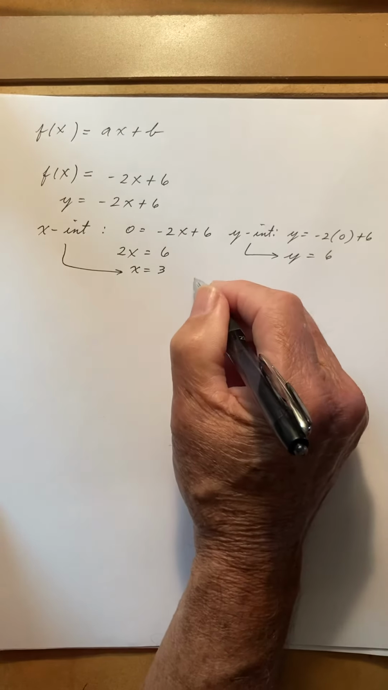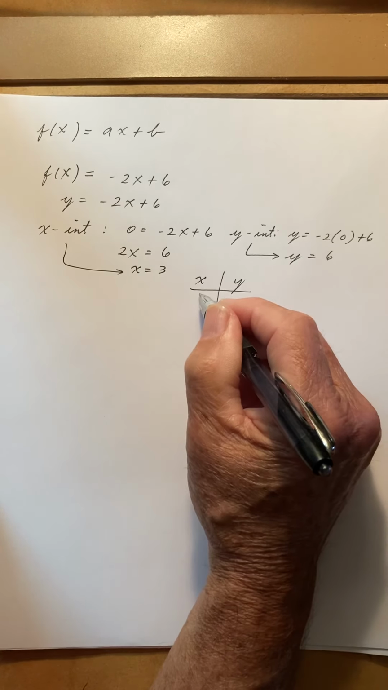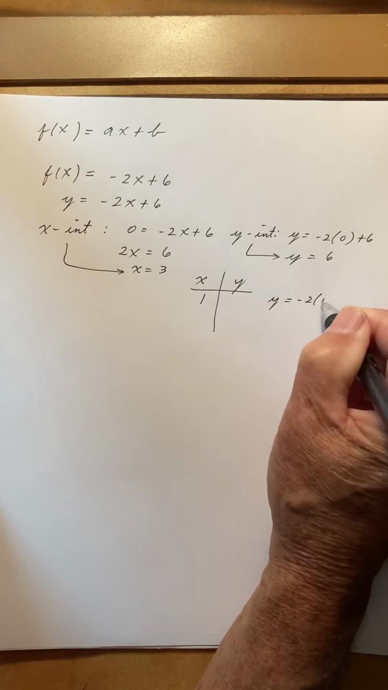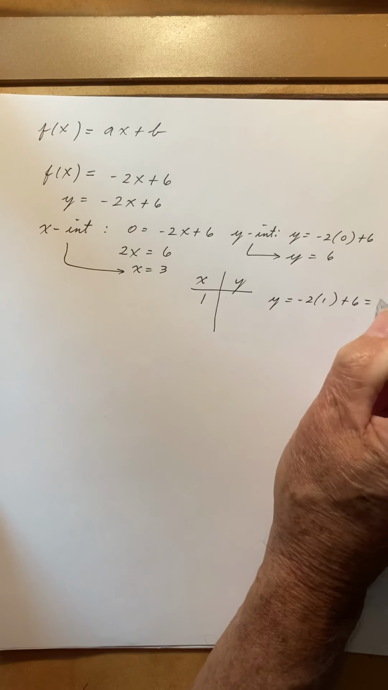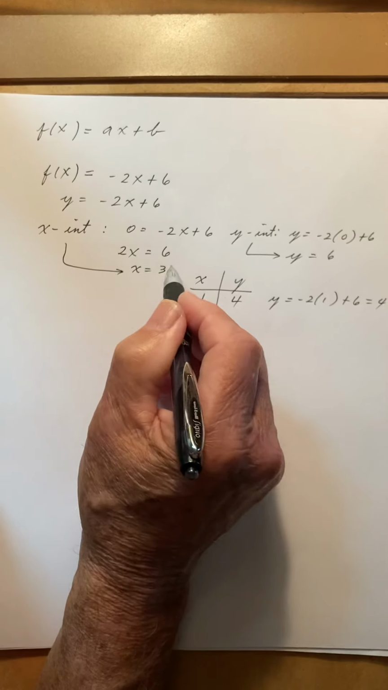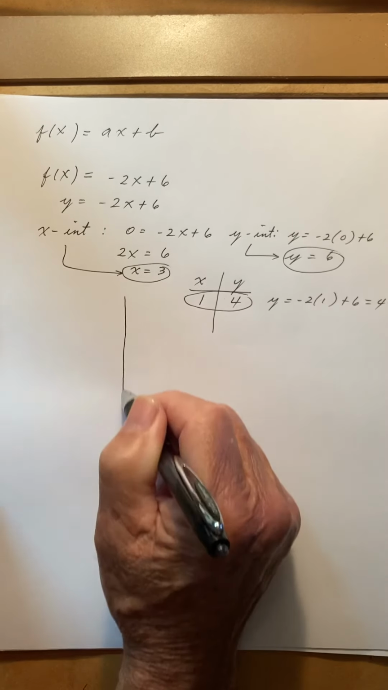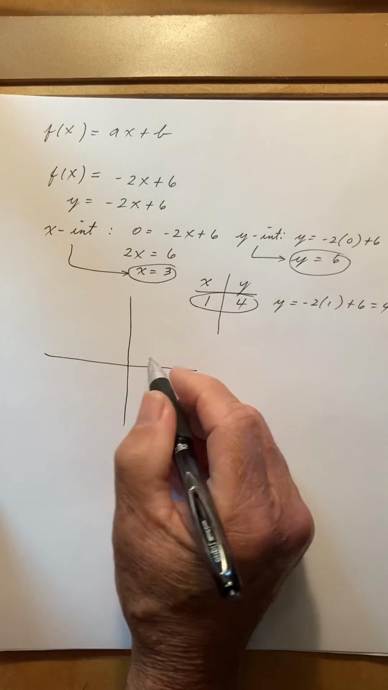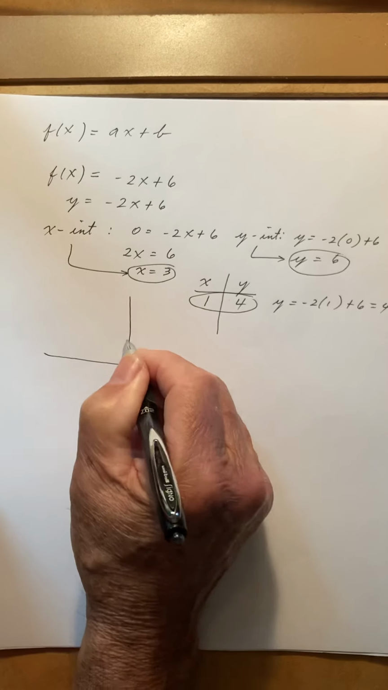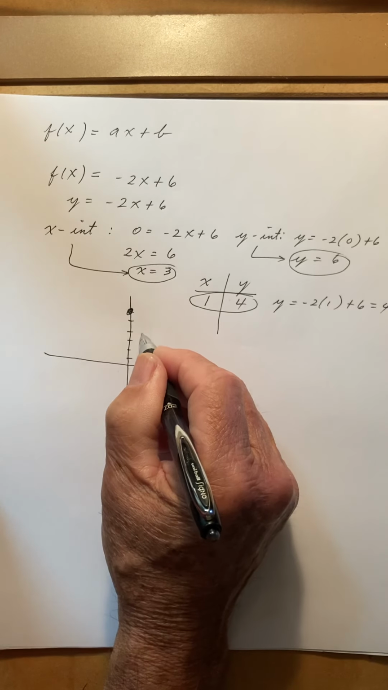Then we'll choose one additional point for an xy table. Let's choose, say, 1. If we do that, we have y equals negative 2 times 1 plus 6, so that equals 4. So for the y value, we have 4. So we have this point, and this point that we could put on our coordinate system. So x is 3, 1, 2, 3 right there. Y is 6, 1, 2, 3, 4, 5, 6. And then 1 and 4 would be right there.